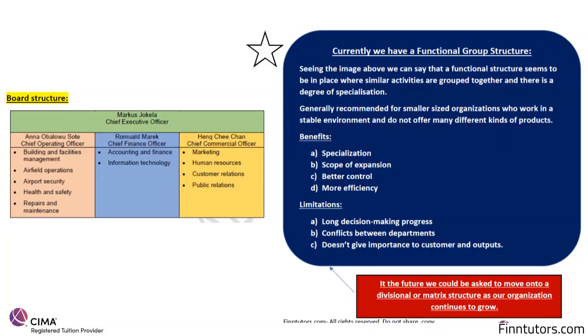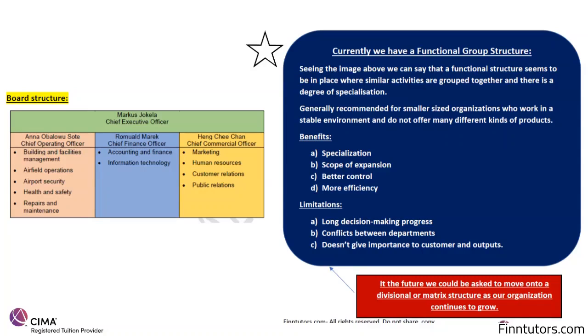Then there is Anna, who is our chief operating officer. She deals with everything relating to the operations. So, airfield operations, health and safety, repairs, airport security, everything under operations is her responsibility. Romuald is the finance officer, so he deals with finance and IT. Next, we have Heng Chi Shan. She is our commercial officer. She deals with marketing, human resources, customer relations, and public relations.